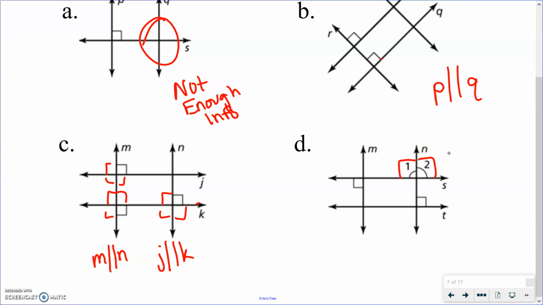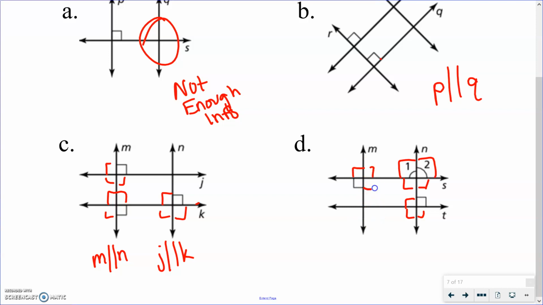Looking at diagram D, this goes back to that very first theorem on that first slide, and it is the linear pair perpendicular theorem. That means these are perpendicular right here because 1 and 2 are a linear pair, and so they are creating some right angles. Oops, that's not a right angle, that is not labeled.